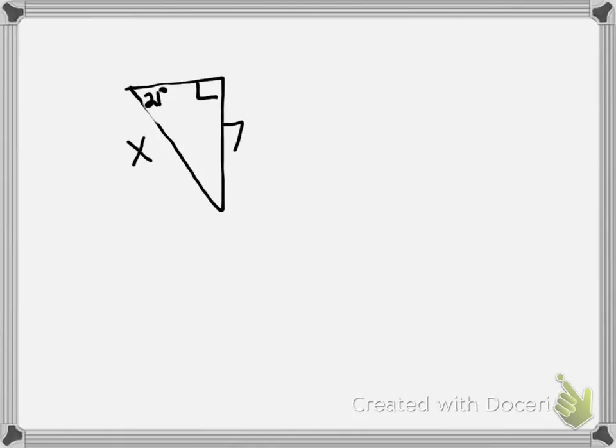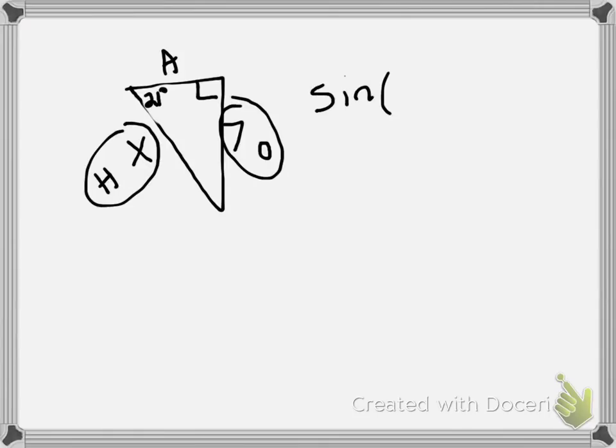Alright, so again, the first thing we want to do is label our sides. So there's my opposite, my hypotenuse, and my adjacent. So this time the only two sides I know something about are an opposite and a hypotenuse, which is my sine function. Sine is always opposite over hypotenuse.